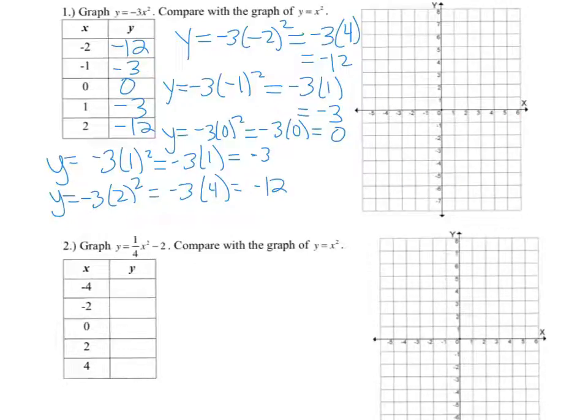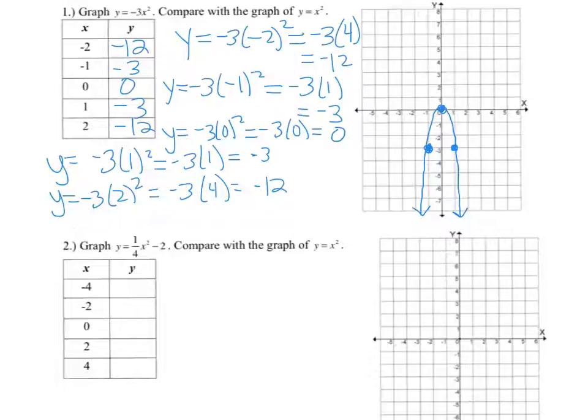So negative 2, negative 12 won't fit on our grid. That's okay, we'll graph the points that do fit. Negative 1, negative 3 right here. So left 1 and down 3. And then we'll plot 0, 0. And then we'll plot 1, negative 3, so right 1 and down 3. And again, 2, negative 12 won't fit, but that's okay. So here's the parabola y equals negative 3x squared.